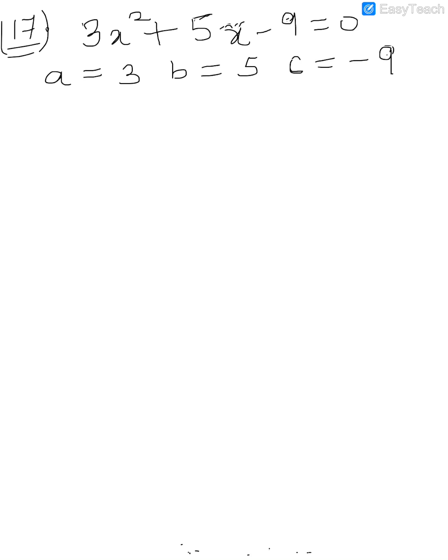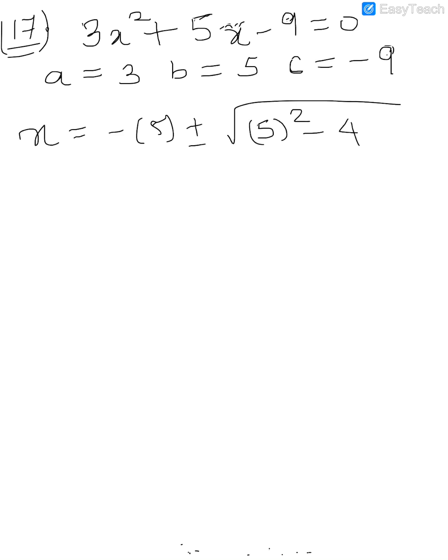Now first of all I will find the value of x with the formula. So x is equal to, again I'll remind you all, please write the formula in each and every sum. Minus b, my b is 5, so minus 5 plus or minus root of b square, so 5 square, minus 4, a is my 3 and c is minus 9, upon 2 into 3.